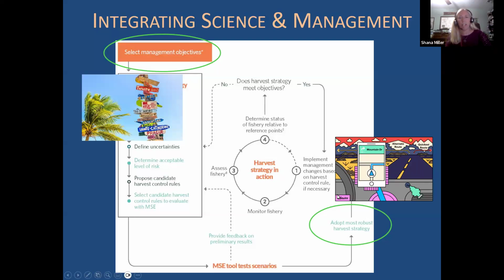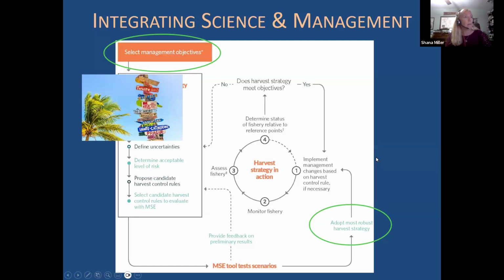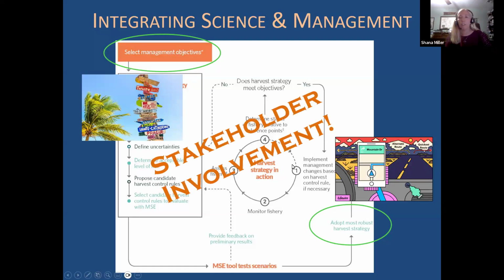And these two steps, the beginning and the end of the development, are in the hands of fishery managers. So they are in control of those two steps. And importantly, there is stakeholder involvement throughout the process. We have many different stakeholders on this call today, which is great. And stakeholder involvement is a hallmark of the harvest strategy process. And it's a way, again, to make management much more inclusive.